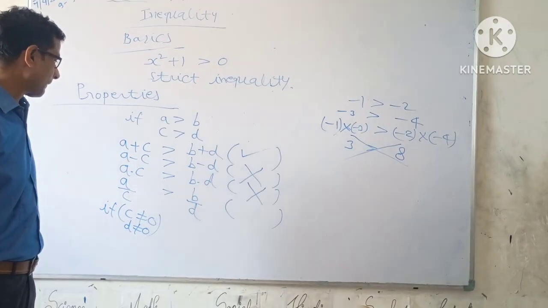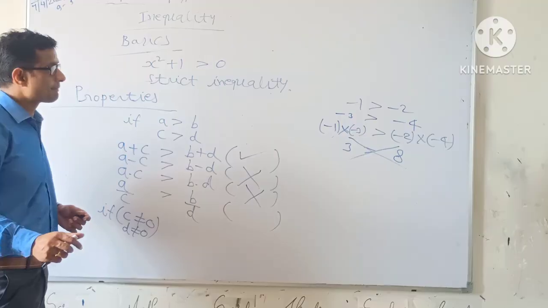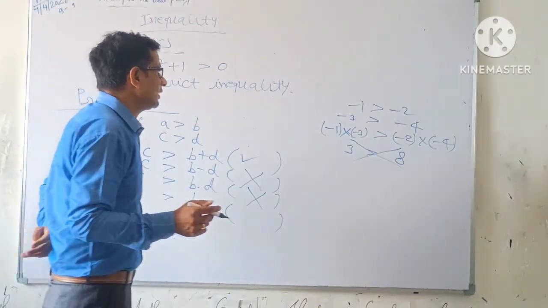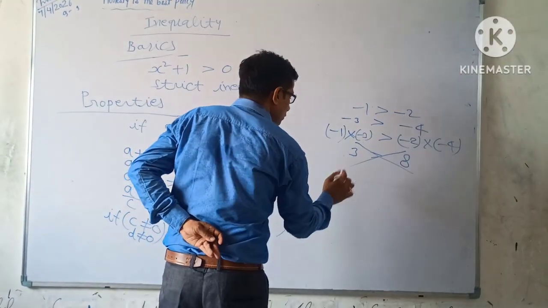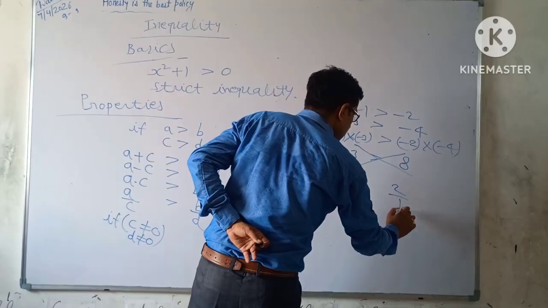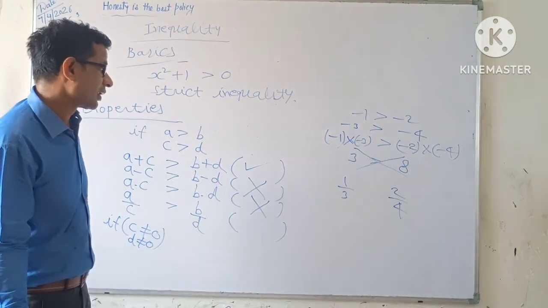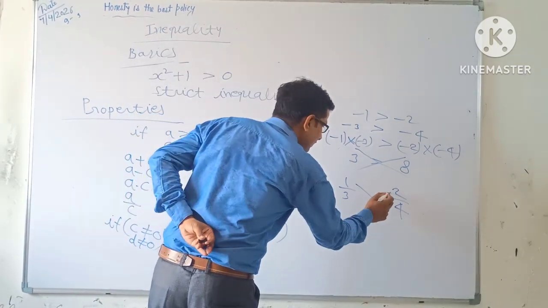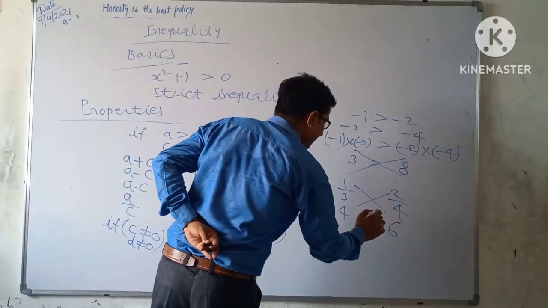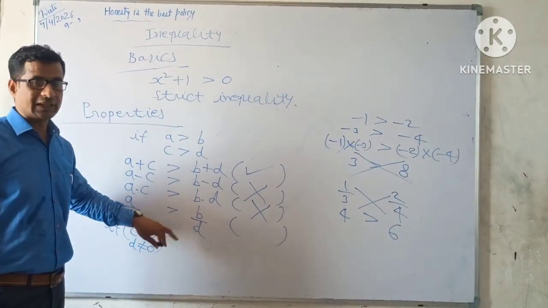We cannot multiply. Now let us think, can we divide? Can we divide them? For example, let us take the same example. If we are dividing these two inequalities, we will get 1 by 3 here, and here we will get 2 by 4. So is 1 by 3 greater than 2 by 4? No. If we cross multiply them, we will find 4 1 are 4 and 3 2 are 6. Not greater than, means we cannot divide two inequalities of same nature.